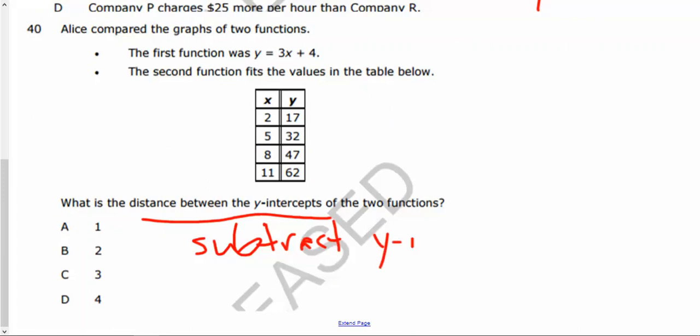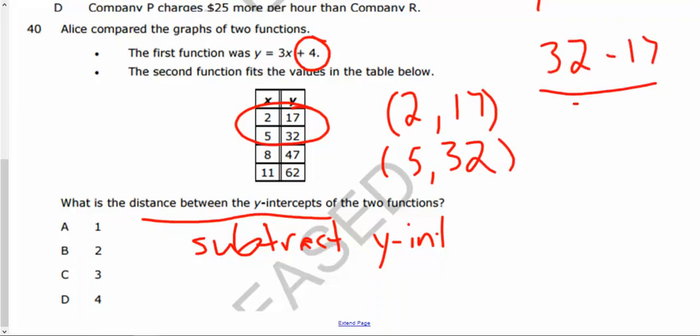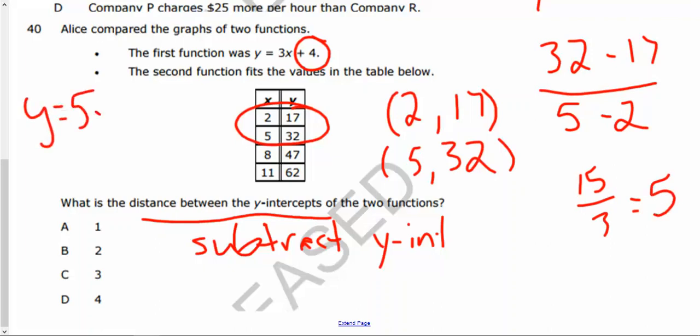The y-intercepts. So we know that the y-intercept in the first problem is 4. We don't know what it is in the second one. So I'm going to pick these first two. You can pick whichever ones you want, but I'm going to use those to find my slope. And so I'm going to do 32 minus 17 over 5 minus 2. And this gives me 15 over 3, which is a slope of 5. So y equals 5x plus b.